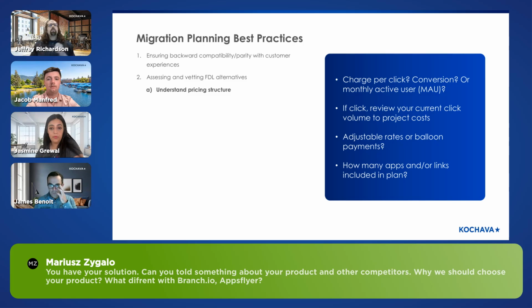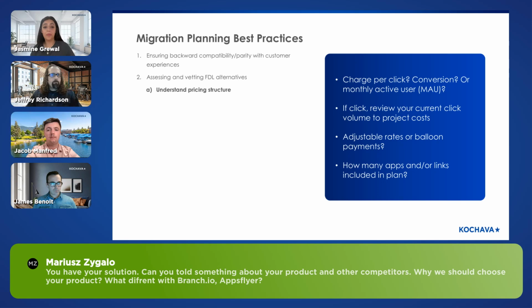As we're talking about assessing and vetting FDL alternatives, one is pricing structure. Can you unpack that for me? Yeah, since Firebase was a free product, you probably haven't been considering paying for this before. So just understanding that pricing structure is going to be really important. And each company has a little different way of doing that. So when you're talking to other providers, you want to understand, what's the model like? Is this going to be charged per click? Is it based off of conversion, or is it going to be off of monthly active users?